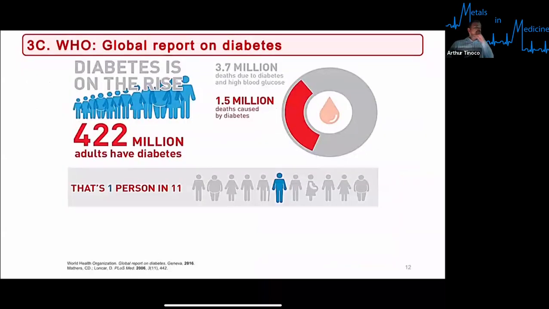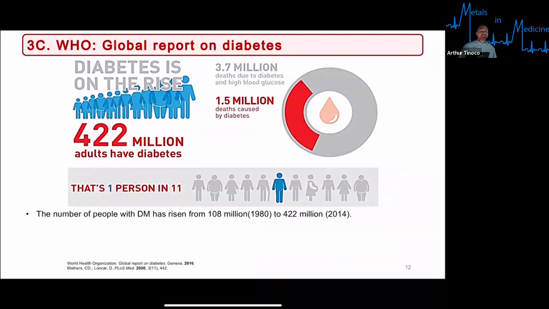So here I'm going to give you a perspective from the World Health Organization with regards to diabetes. This is a global perspective. It is a little bit older information, but it's still heavily cited because of how dramatic the statistic is. The number of people with diabetes rose from 108 million in 1980 to 422 million by 2014. So that was a really big spike.